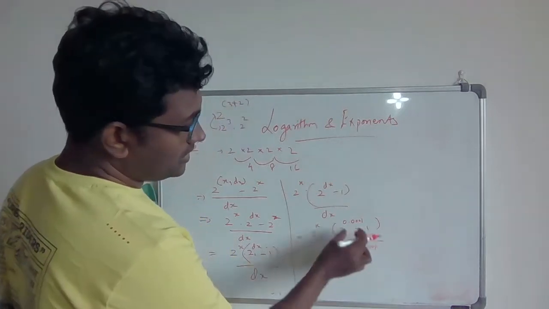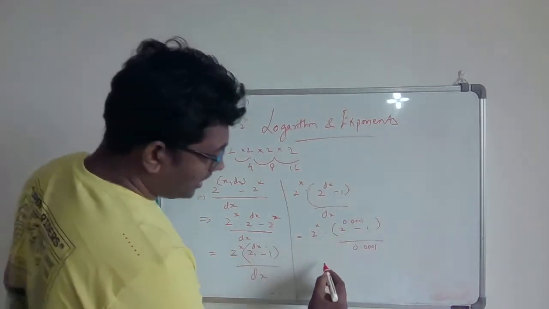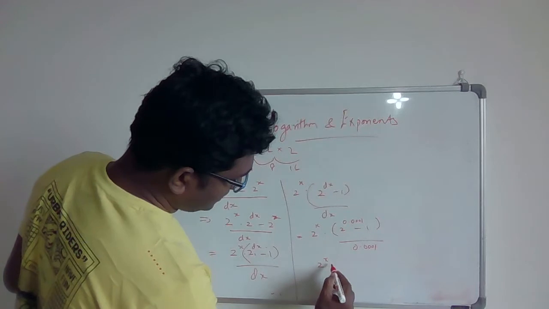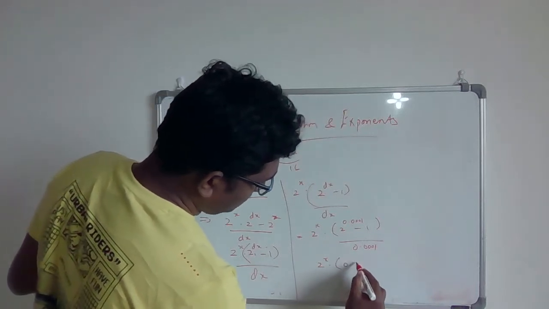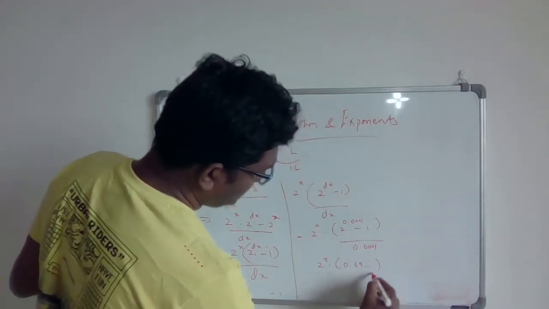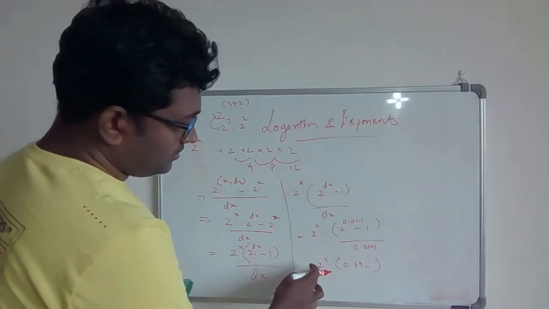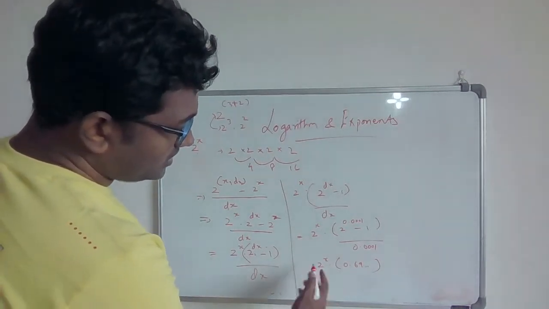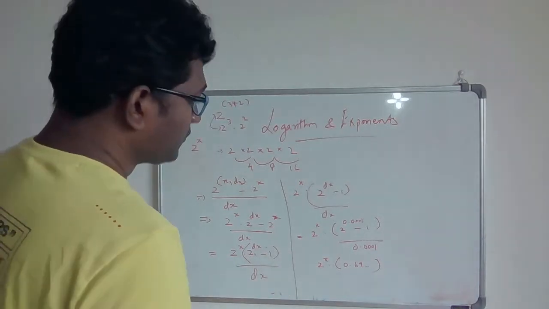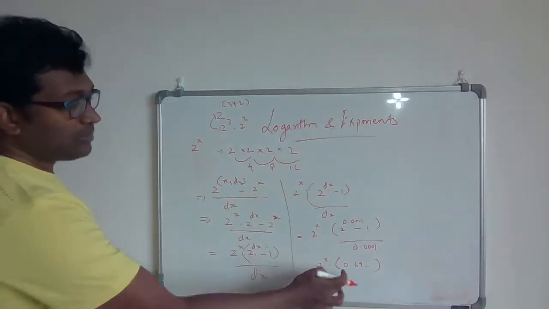Let's assume that dx is a very small number, and you get a constant like this: 2 to the power of x into 0.69 something. So this proportionality constant, if you multiply with this, is the rate at which this changes. Okay, so every exponent will have a proportionality constant.